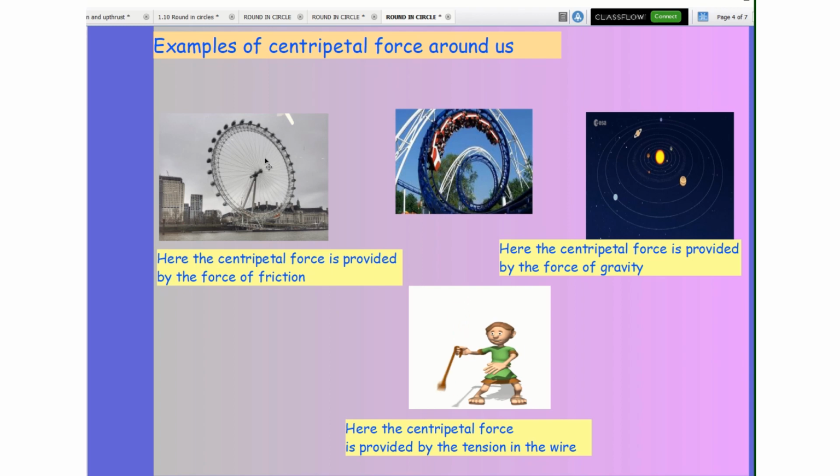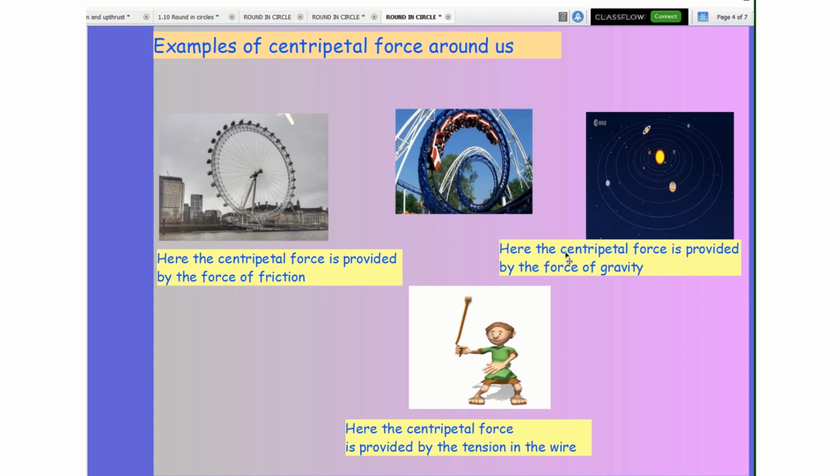Look at here, there are so many images which give an example of centripetal force around us. Many of us have traveled to London and some of us to Adari Park too. We might have played in the roller coaster or the Barras wheel. Look at the Barras wheel and the roller coaster. Here the centripetal force is provided by the force of friction.